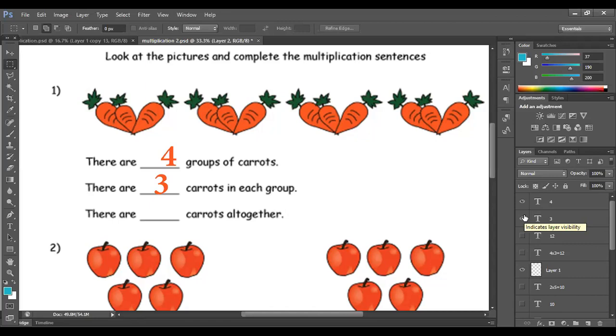The third step is to count the cards together. 1, 2, 3, 4, 5, 6, 7, 8, 9, 10, 11, 12. So I have 12 cards together.